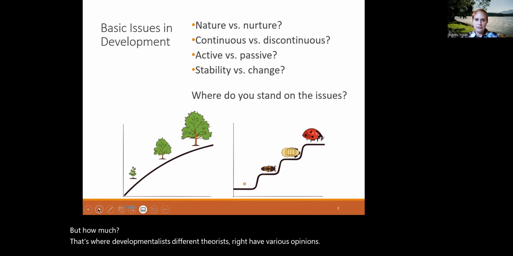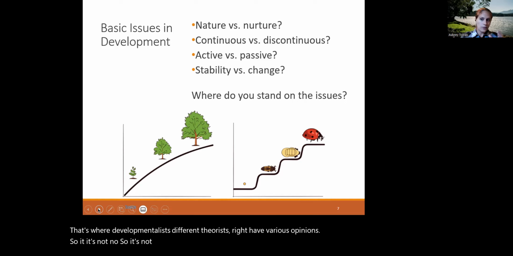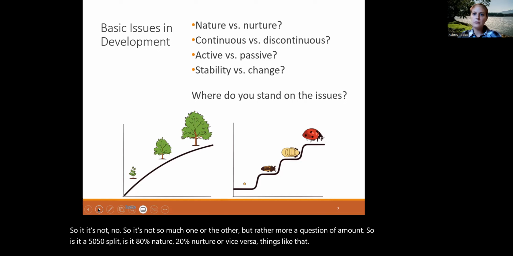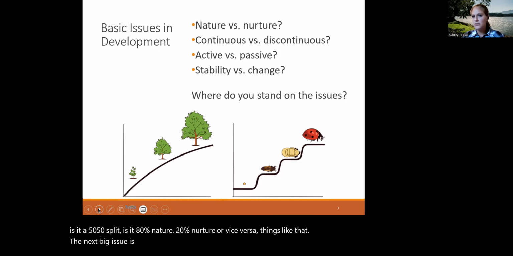So it's not so much one or the other, but rather more a question of amount. So is it a 50-50 split? Is it 80% nature, 20% nurture, or vice versa? Things like that. The next big issue is: is development more continuous or discontinuous?